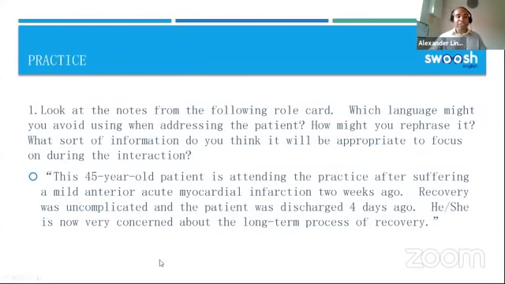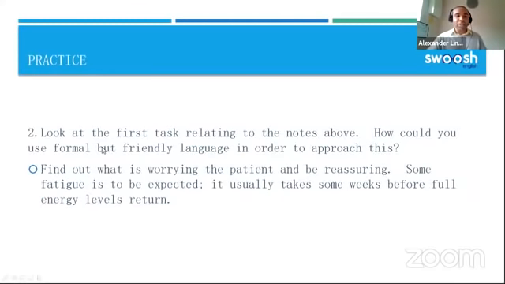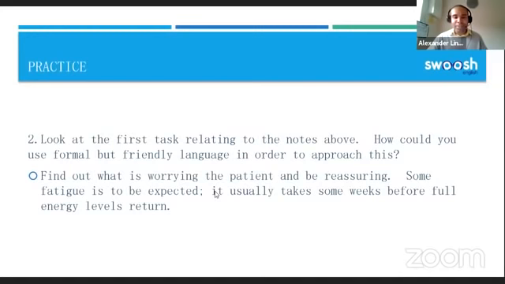So another activity we're going to have a look at. So this is related to the same task, but this now is the first task in relation to the previous notes. So have a quick look at what the first task is. And also, I want you to share your ideas in terms of how you could use formal but friendly language in order to approach this task. Okay, so formal but friendly language in order to deal with this task here. It's a number of possibilities. So let's see what ideas you come up with.